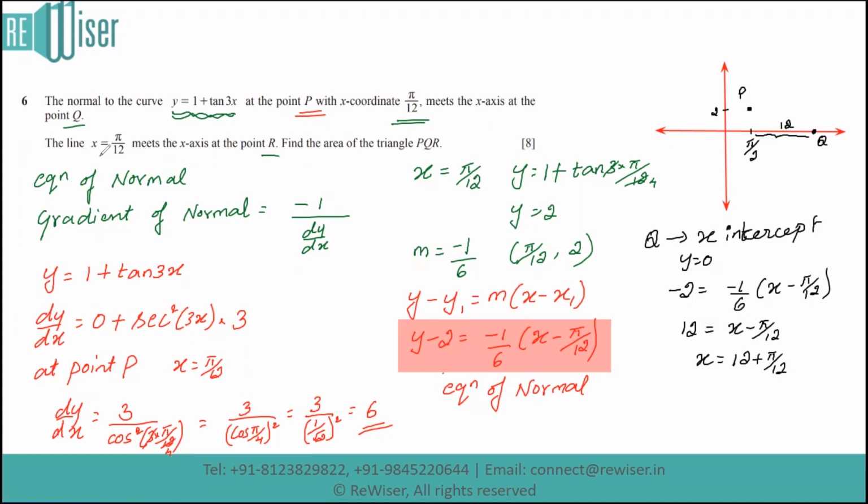We know the line x equals pi by 12 meets the x-axis at point R. The line x equals pi by 12 is basically this line, and where it meets the x-axis is this particular point, which we call R. Now we have a triangle, which looks something like this, and we need to find its area. We know this height is 2, so the area should be half into base into height. Half into the base, which is R to Q, which is 12, and the height is 2. When I simplify this, I get 12 units, and this is the right answer for this sum.